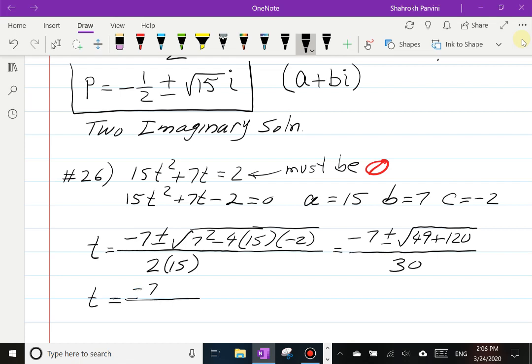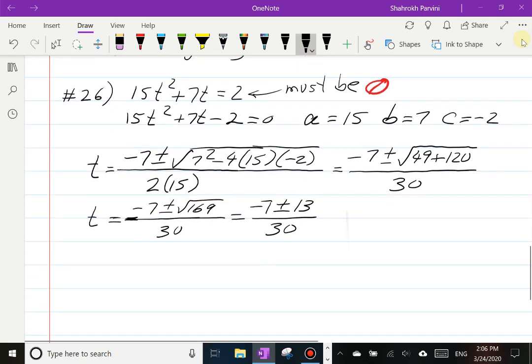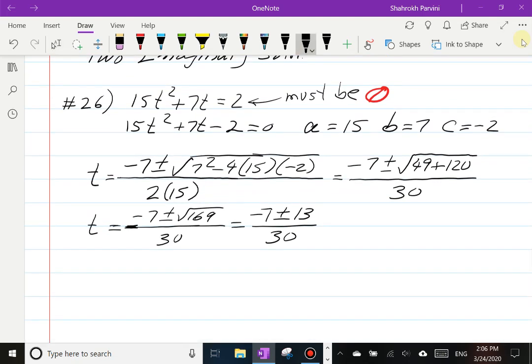Let's combine in the radicand. 120 and 49 makes square root of 169. Works out nicely because 169 is a perfect square. So the square root of 169 is 13. So this is going to be negative 7 plus or minus 13 divided by 30. And again, two solutions emerge out of this work.